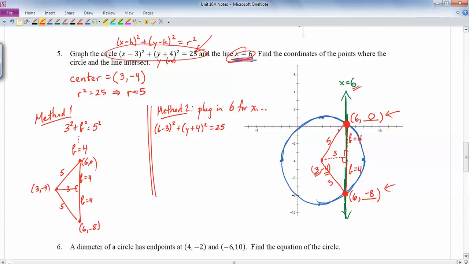As I work this out, that's going to be 3 squared, so that's 9, plus (y + 4)² = 25. So then (y + 4)² = 25 − 9, which is 16. And now I can take the square root of both sides. You could FOIL it out, get the 16 over, set it equal to 0, and then use the quadratic formula. But you can also just take the square root of both sides at this point.